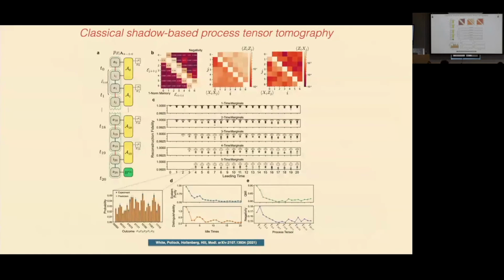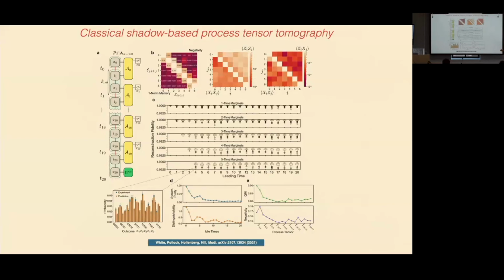We also employed classical shadow tomography to characterize huge processes. These are 20-step processes. You can't write down the whole 20-step process, but you can take any 1, 2, 3, 4 time marginal from that. You can get that out of the data. You can get extremely high fidelities for all of these. You can compute non-Markovianity and various other things. So it just comes out of the data. So it's the process tensor tomography plus shadow tomography.